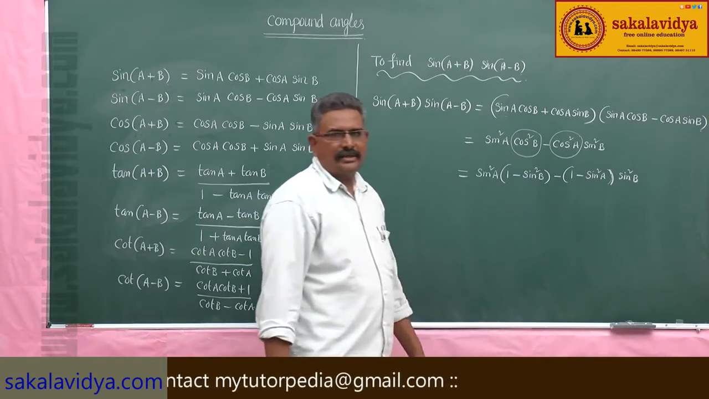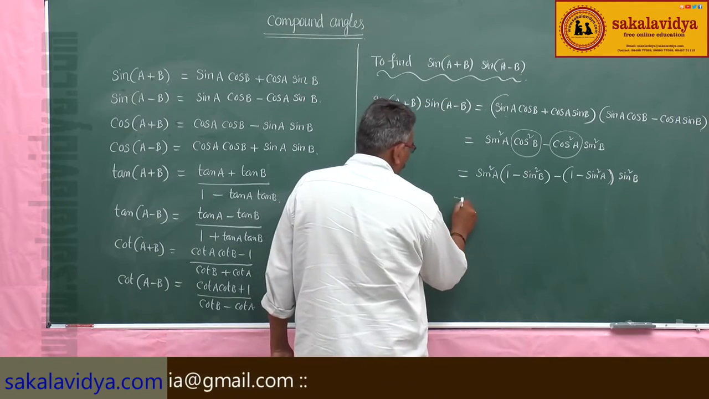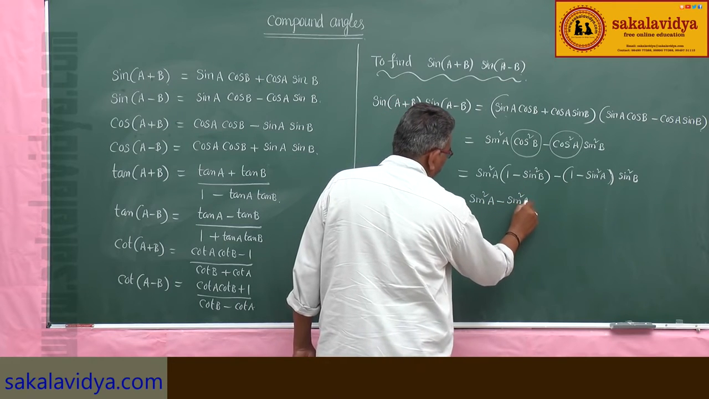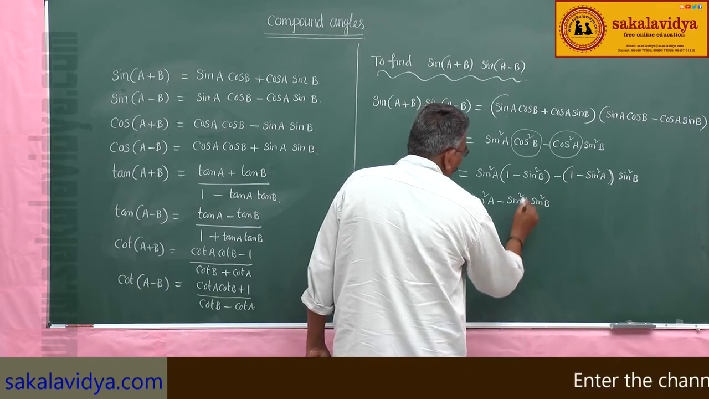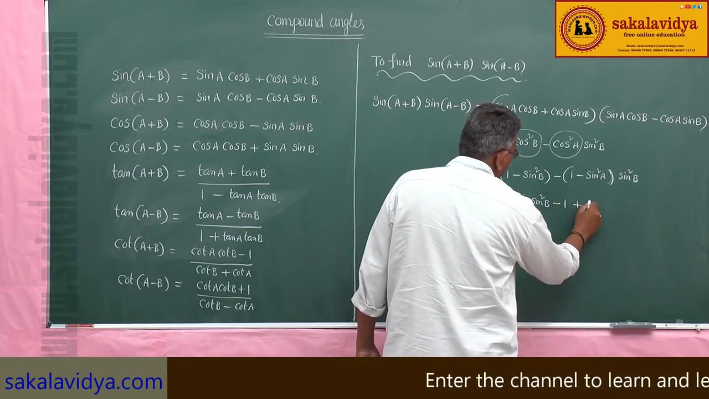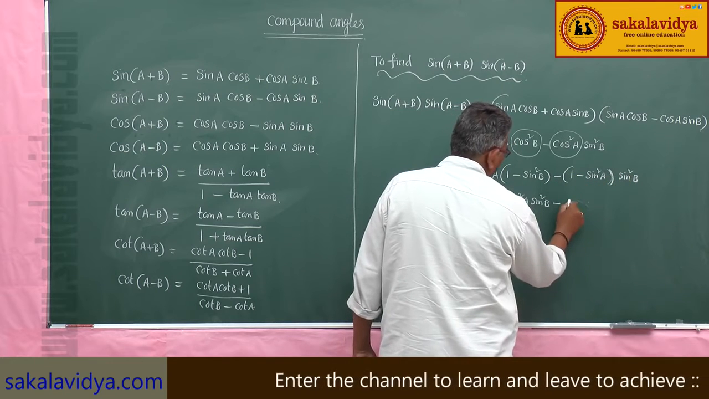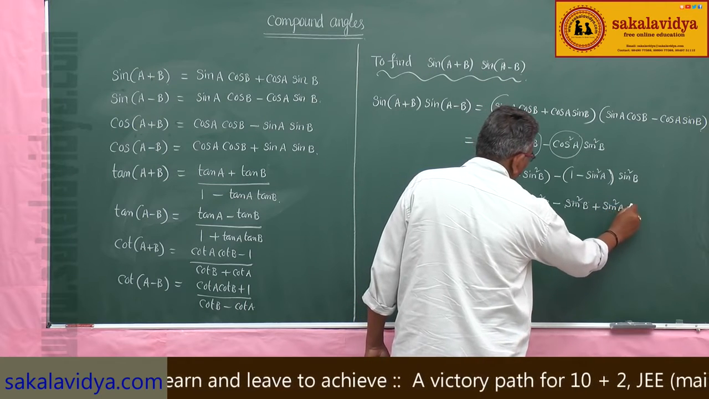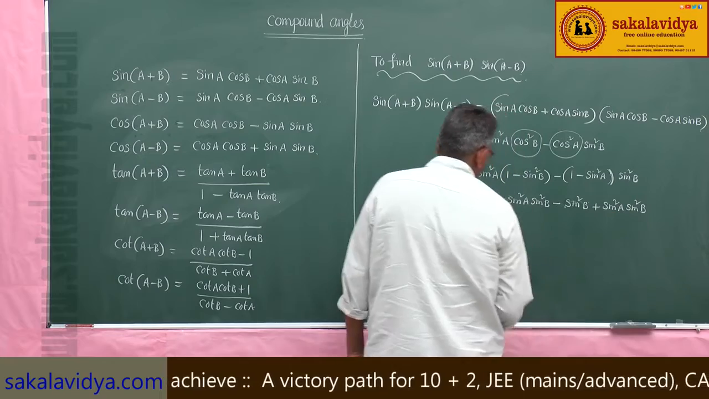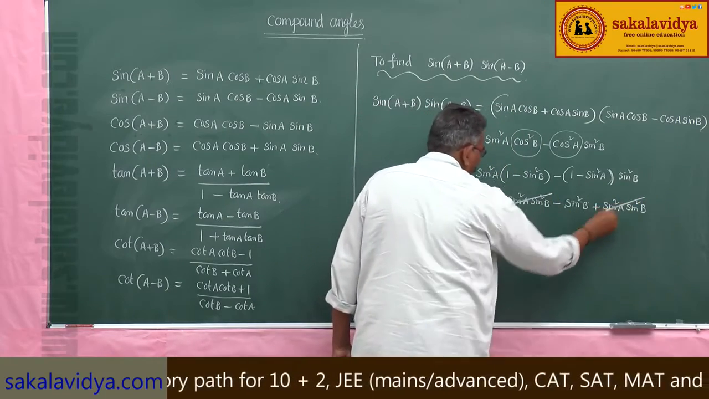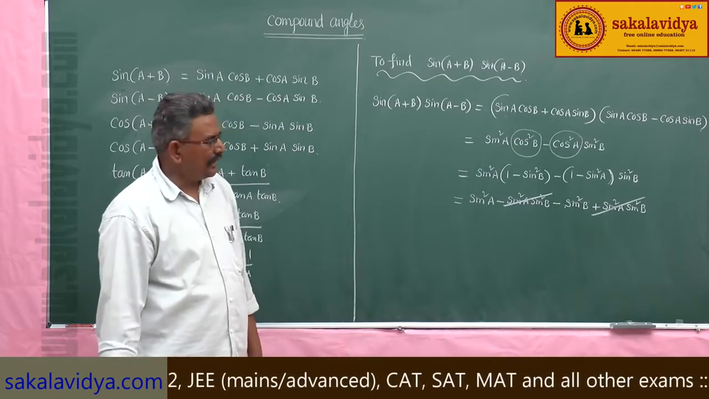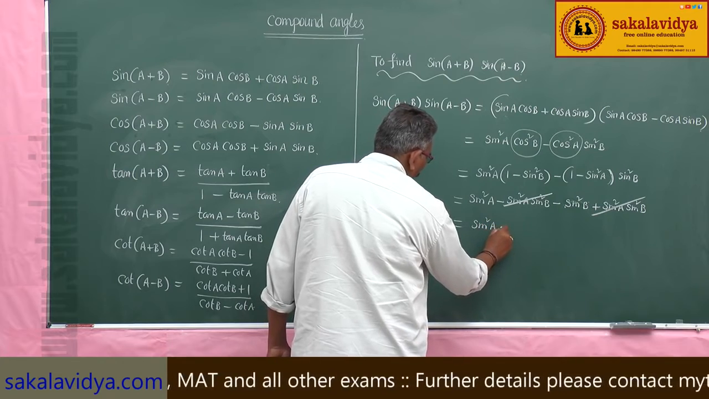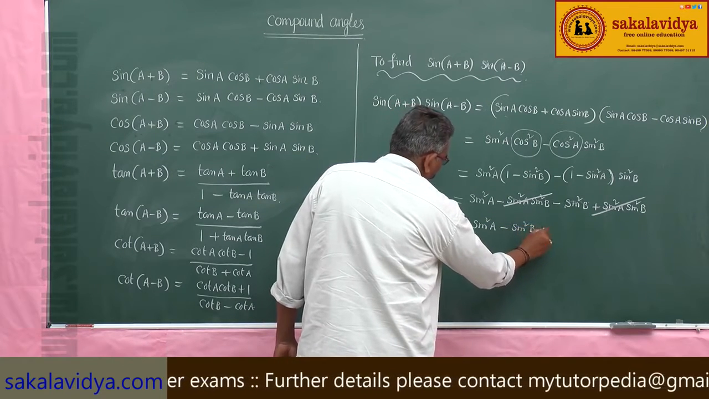So now what do we get? Let us see. This is sin square A minus sin square A sin square B and minus 1 plus, this is sin square B and plus sin square A sin square B. So minus sin square A sin square B and plus sin square A sin square B will get cancelled. So we have sin square A minus sin square B. Say this is equation 1.